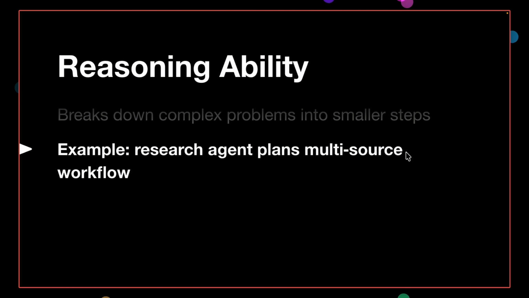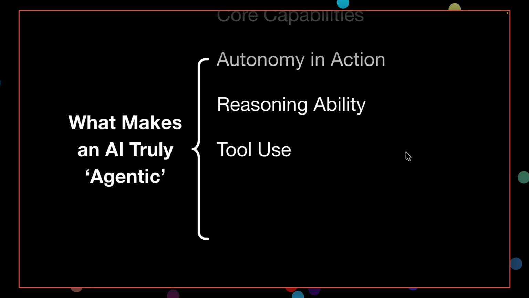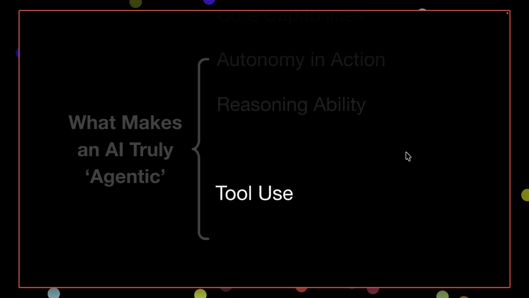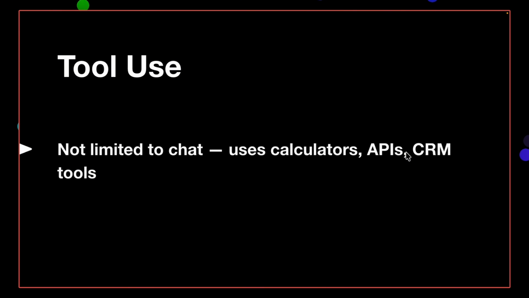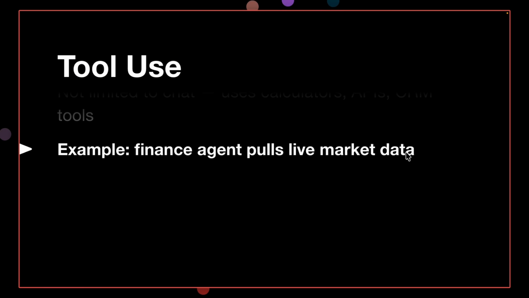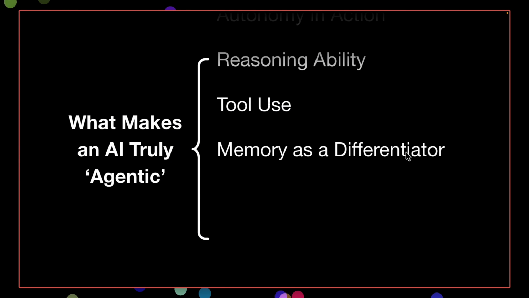The third core capability that makes an AI agentic is tool use. Unlike the traditional chatbot, the agentic AI can use external tools. This might be a calculator, a CRM system, or an API that fetches live market data. For example, a finance agent could pull today's stock prices from an external service before it gives you advice.